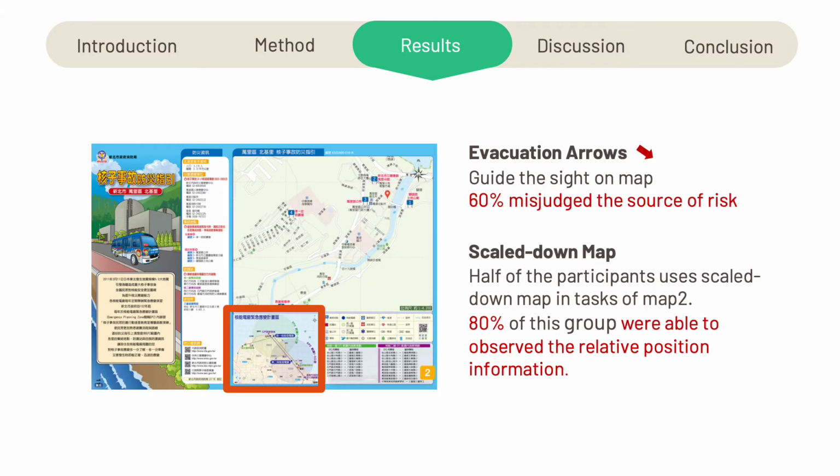According to the result of the task, there are several findings which indicated some users' preferences during route planning. The use of evacuation arrows on the map can effectively guide the participants' sight while reading the map. However, it is easy to mislead them about the source of risk. Half of the participants used the scaled-down map in the task of map 2. 80% of the people who used the scaled-down map were able to observe the relative position information.